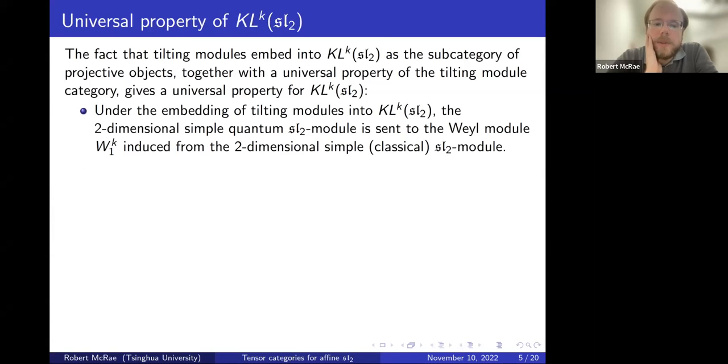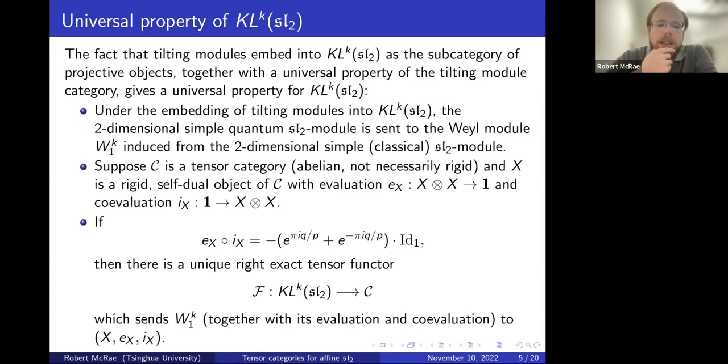So how is that supposed to work? Well, the first observation is that when you do this embedding, there's a special simple tilting module, which is the two-dimensional one, which essentially generates the entire category of tilting modules for quantum SL2. So the functor sends that to the Weyl module, which is induced from the two-dimensional SL2 module. So what that suggests is that this Weyl module W_{k,1} plays some special role in this KL_k category. And so now this is basically the universal property.